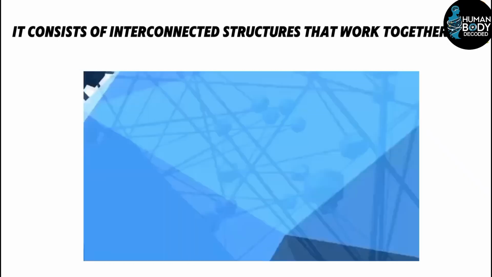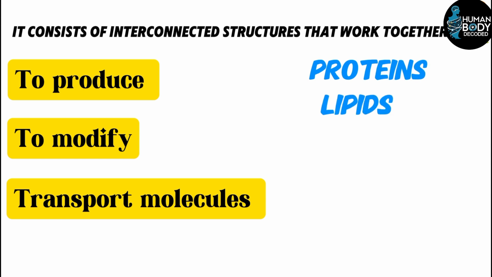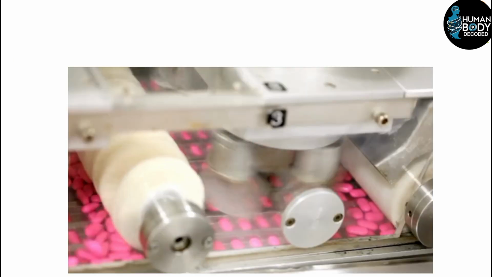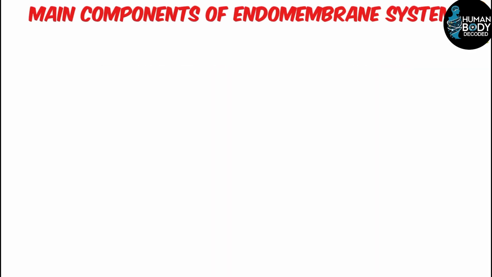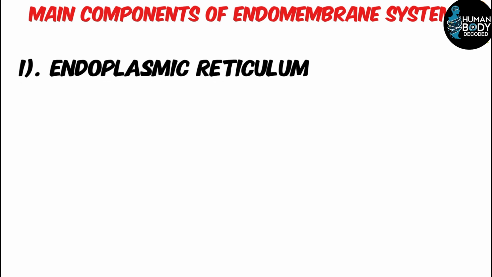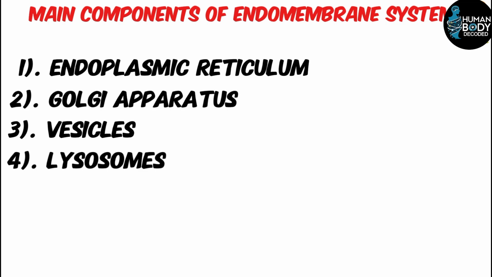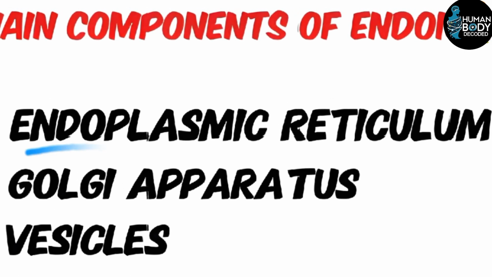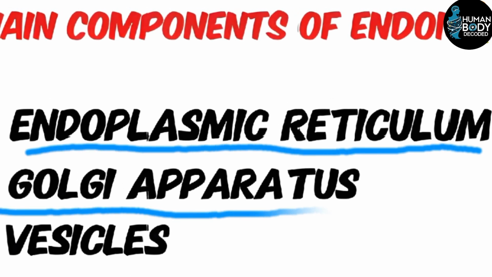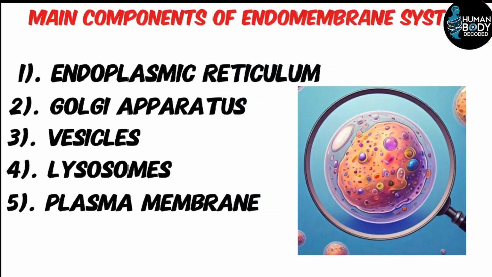It consists of interconnected structures that work together to produce, modify, and transport molecules like proteins, lipids, and carbohydrates. Think of it as the manufacturing and delivery system of the cell. The main components of the endomembrane system include the endoplasmic reticulum, the Golgi apparatus, vesicles, lysosomes, and the plasma membrane. In this video, we'll focus on three key players: the endoplasmic reticulum, the Golgi apparatus, and vesicles. Together, they play critical roles in maintaining the cell's function and survival.